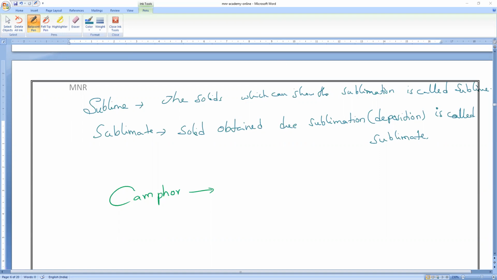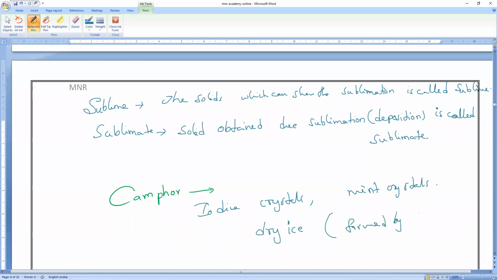Camphor will show sublimation. If you are having iodine crystals, iodine also will show sublimation only. If you are having mint crystals, mint crystals also will show sublimation only. If you are having dry ice, what is dry ice meaning? Anybody can tell me? Formed by what? Formed by condensing of what, guys? Carbon dioxide. Dry ice we used to call.